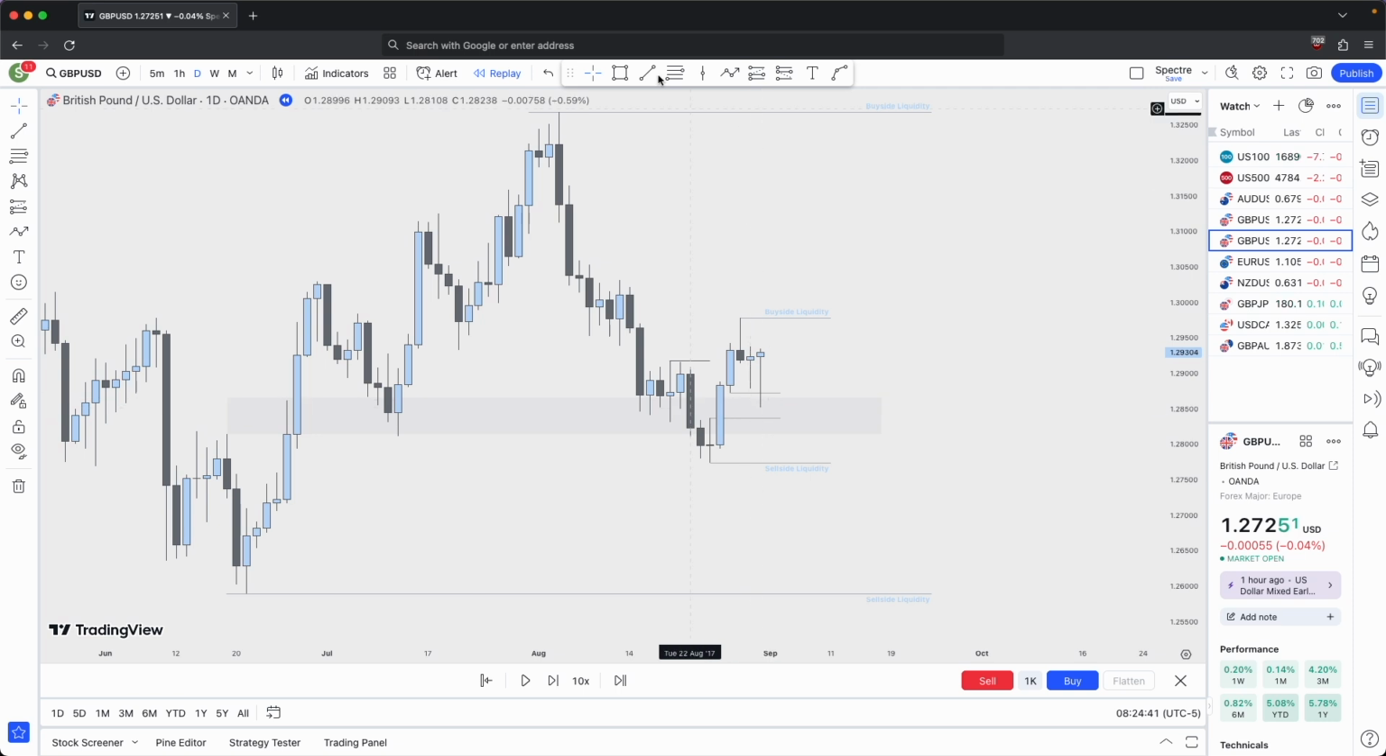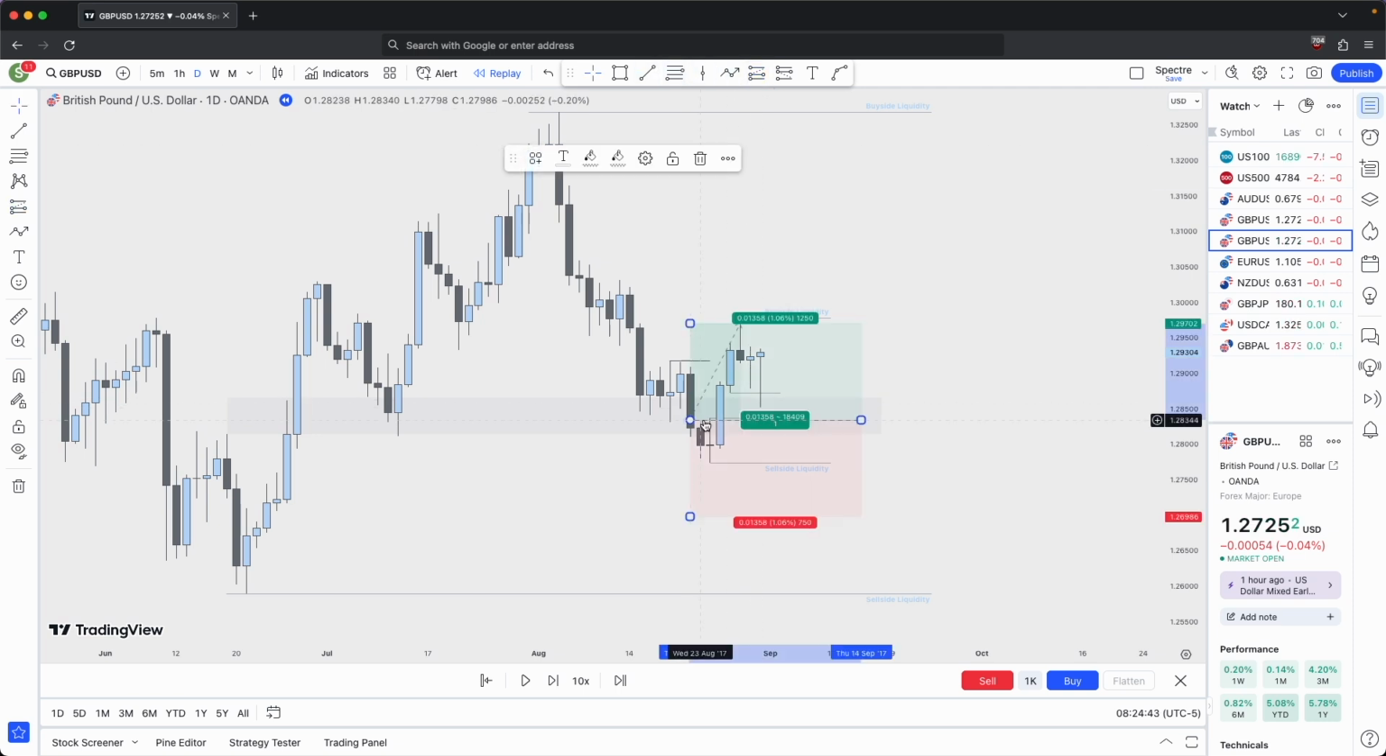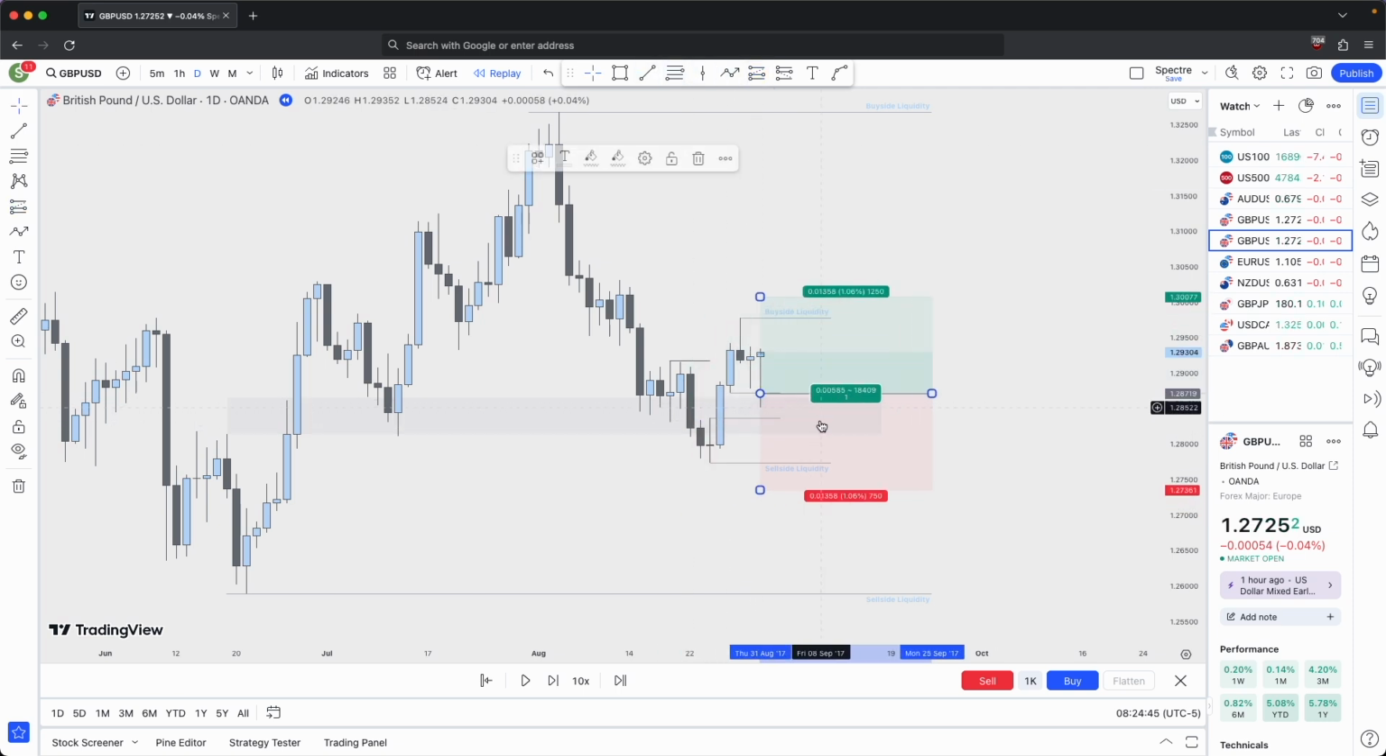So it taps into that internal range liquidity. This is where your entry could be, with your stop loss below the external range low and your take profit at the higher time frame external range high.